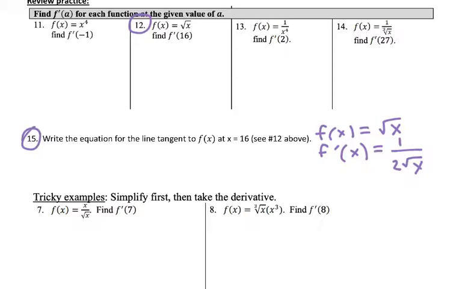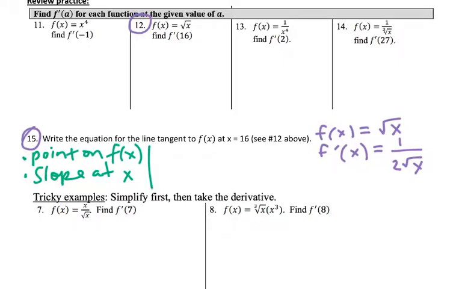If you weren't given f prime of x, you would need to find it for this problem. Anytime you are trying to find the equation of a tangent line, you need a point on the graph of f of x, and you need the slope of the tangent line at that point, at whatever your x value is. So we already have f prime of x. The way we find the slope of the tangent line at x equals 16 is we substitute it in.